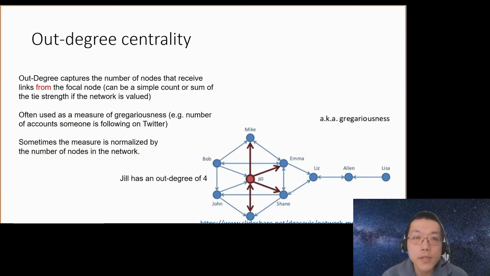All right, so out-degree centrality is the exact opposite concept. It captures the number of nodes that receive links from the focal node, and it is often used as a measure of gregariousness or activeness. For example, the number of accounts someone is following is this person's out-degree centrality. So the more accounts you follow, the more active or gregarious you are. In this example, Jill has nominated 4 people, or Jill has sent out 4 links. So Jill has an out-degree of 4.